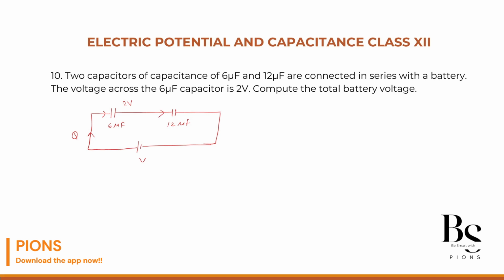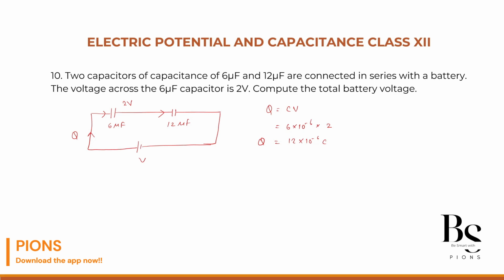So for a series combination, charge doesn't change. Charge remains same. So whatever charge is accumulating across the plates of the first capacitor, the same charge is accumulated across the second capacitor if they are in series. Let's calculate the charge for the first capacitor. So Q is equal to CV. What's the capacitance value? So 6 into 10 to the power minus 6. What's the voltage value? So 2 volt, just now given in the question. So 12 microcoulombs is our charge across the first capacitor.